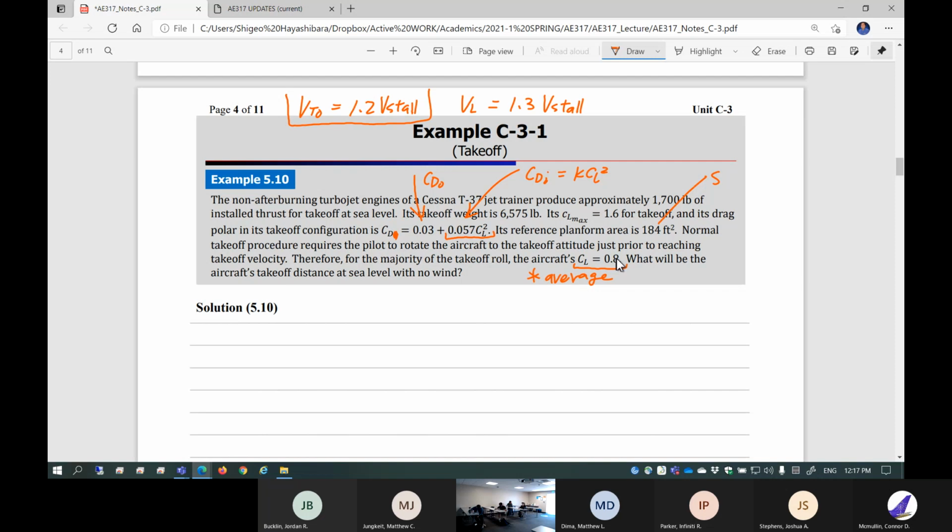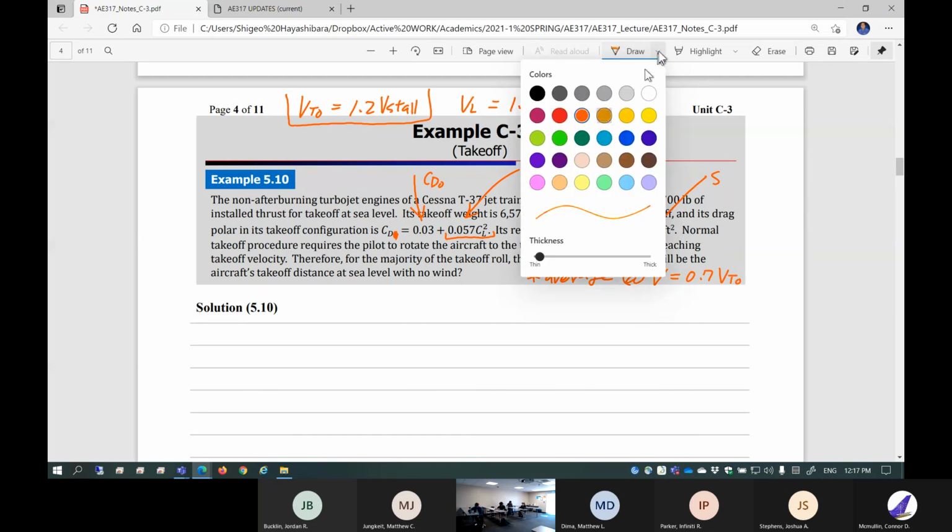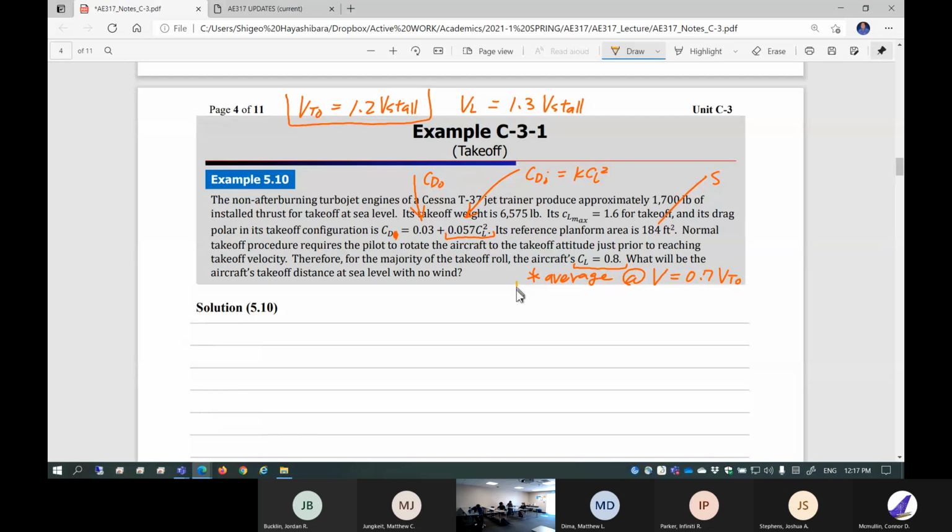Not the maximum, right? Average. That means when you analyze the actual lift and drag, you are going to consider velocity equal to 0.7 VTO. Do you remember this also? So this is a takeoff. You're going to start from 0 to takeoff attitude. You're going to keep continuously accelerating, so the drag and lift keeps changing.